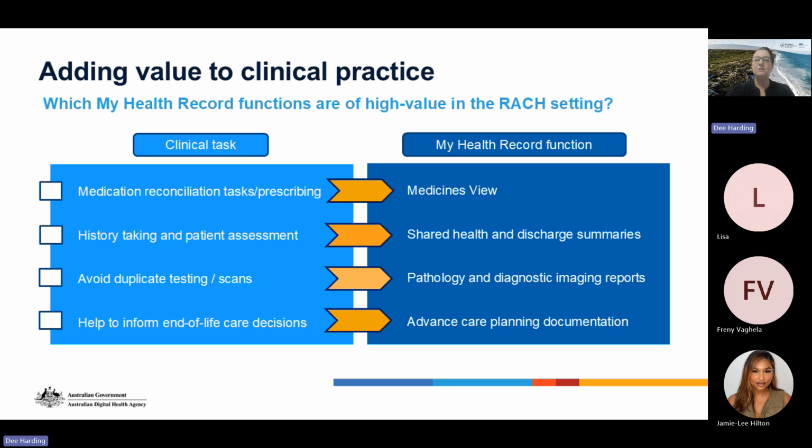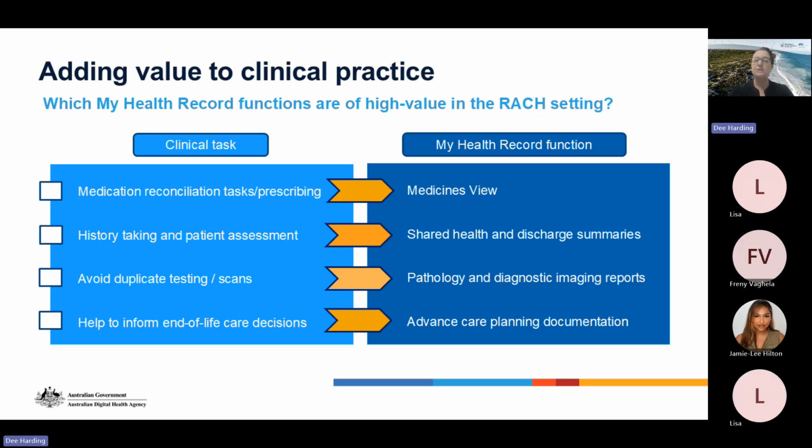So on the left-hand side of the screen, you will note a list of some of the clinical tasks that are commonly undertaken on any given day. It may be medication reconciliation, taking resident history or conducting an assessment, requesting tests or scans, and discussion around end-of-life care. On the right-hand side, however, you will note how My Health Record can support clinical staff with actually sourcing that information. For example, medication and allergies information can be accessed via the Consolidated Medicines View. This provides key information that can help facilitate medication reconciliation tasks.